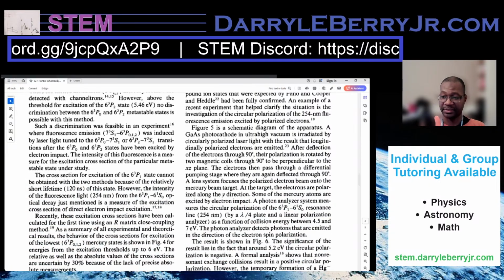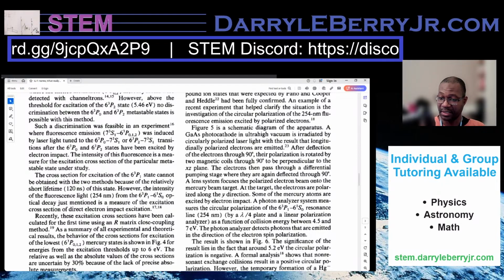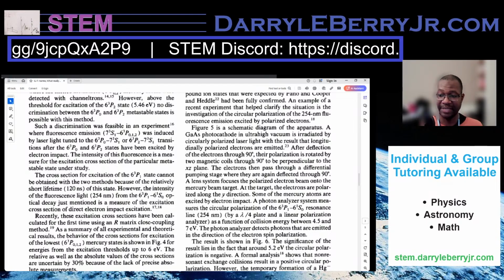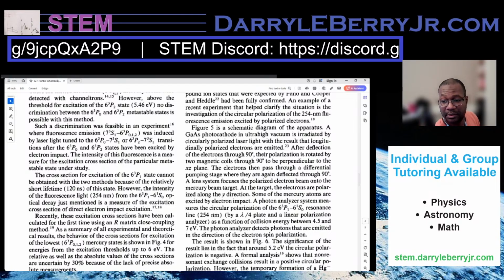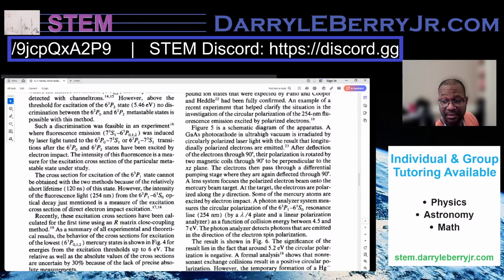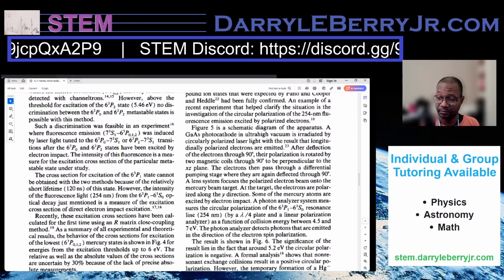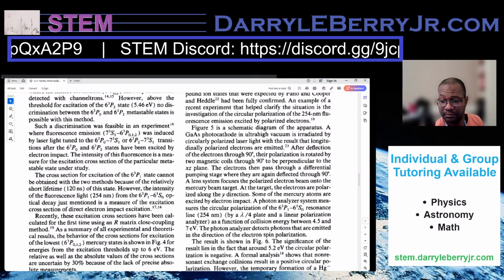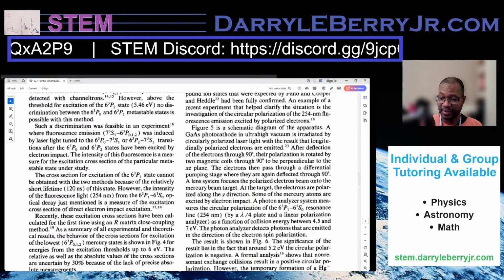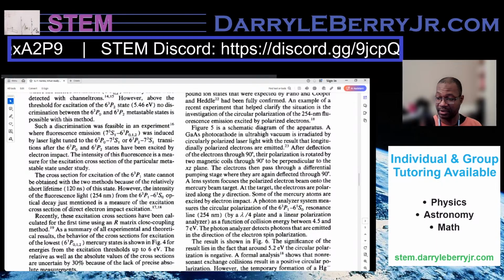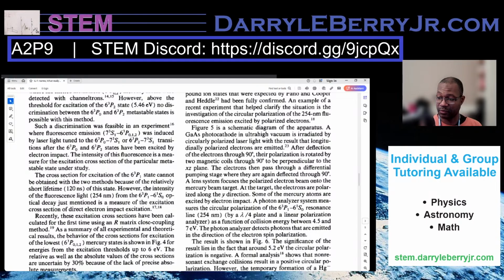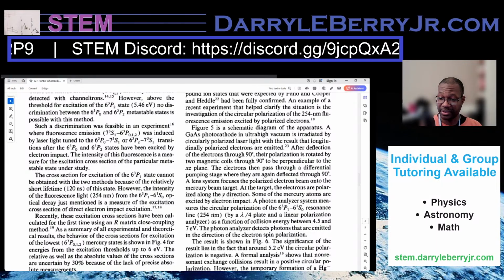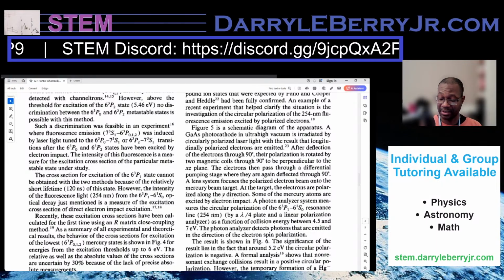The cross-section for excitation of the 6,3P1 state cannot be attained with the two methods because of the relatively short lifetime, 120 nanoseconds, of this state. Okay. However, the intensity of the fluorescent light, 254 nanometers, from the 6,3P1 to 6,1S0 optical decay just mentioned is a measure of the excitation cross-section of direct electron impact excitation, which we noted earlier.